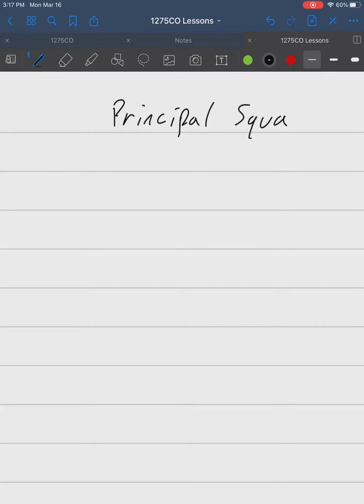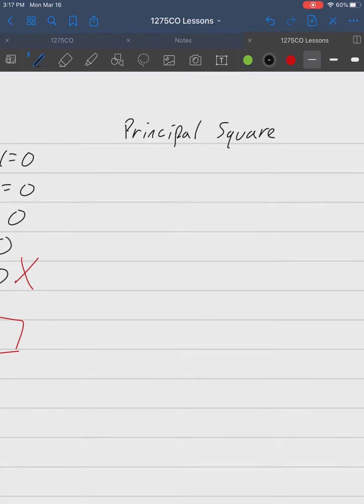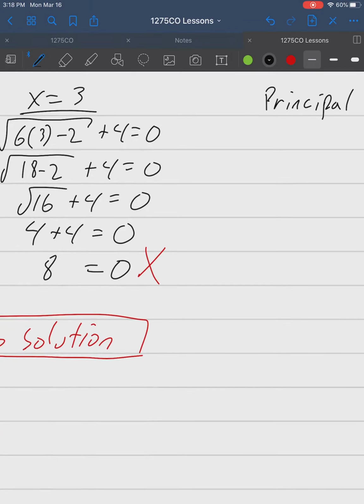Now there is something called a principal square root, and that's what we're looking at here, which is, in our check, this portion here says the square root of 16. And that's equal to 4. This is the principal square root. That means that we're not considering that negative 4 times negative 4 is also equal to positive 16.